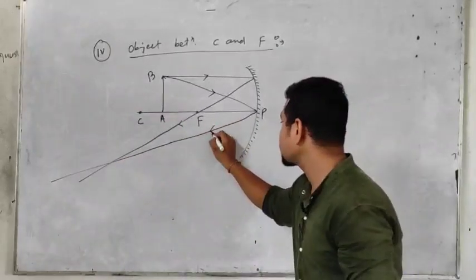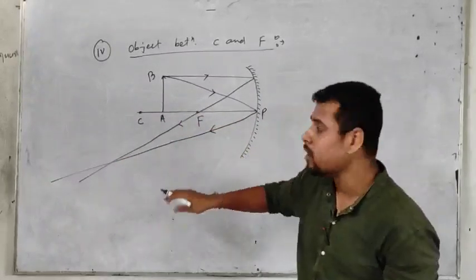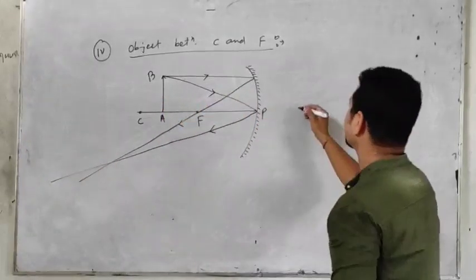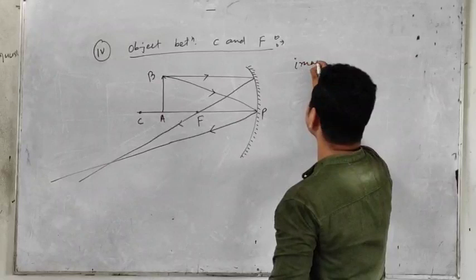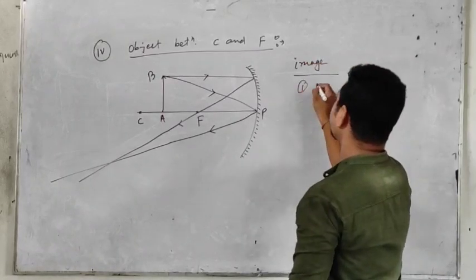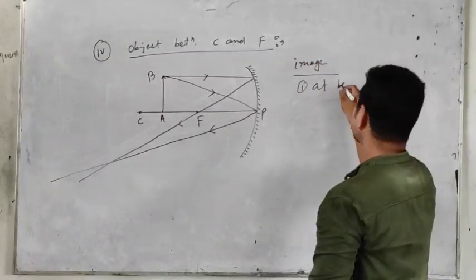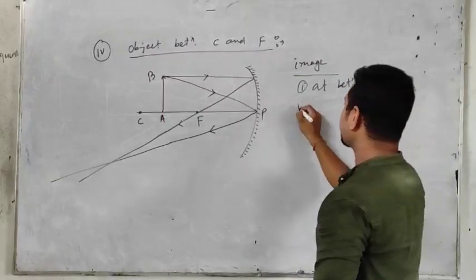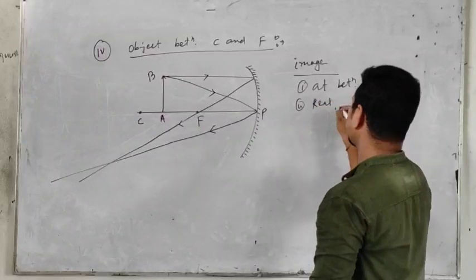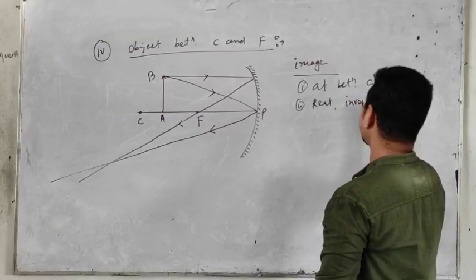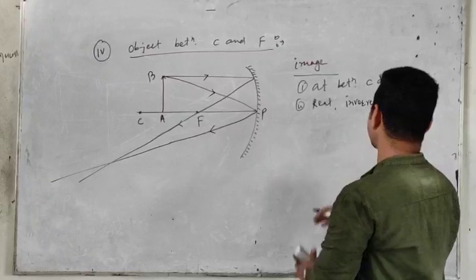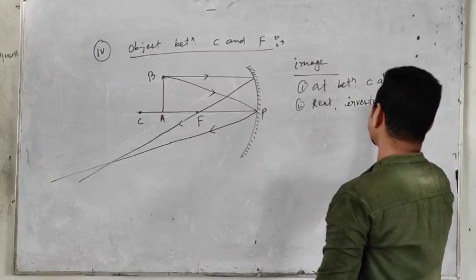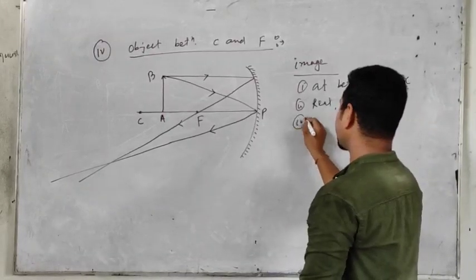Where do these two reflected rays meet? Obviously between C and infinity, right? That means the image number 1 is formed between C and infinity. Number 2, we get a real image, and then an inverted image.